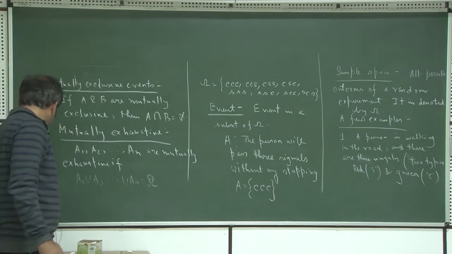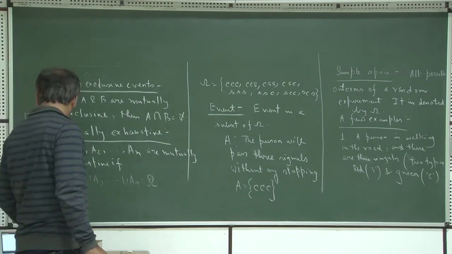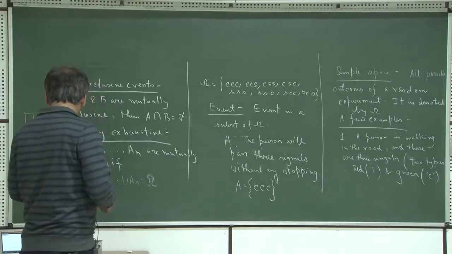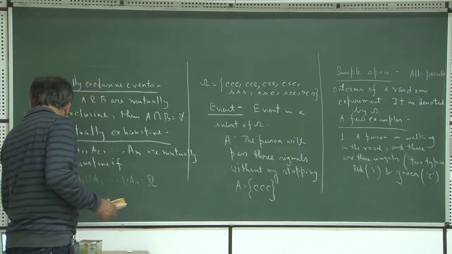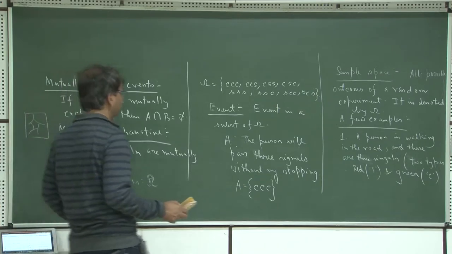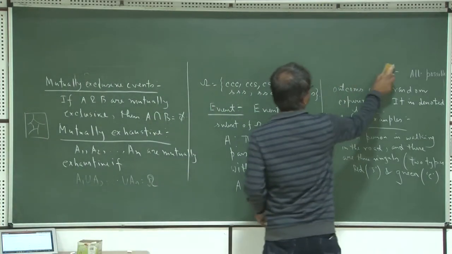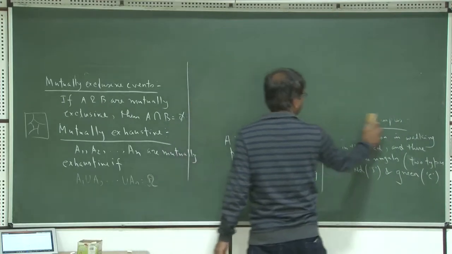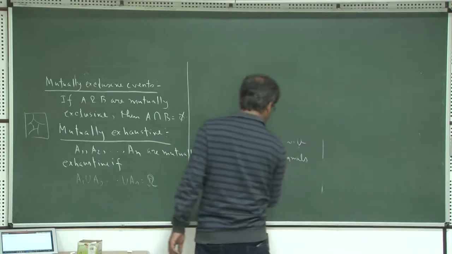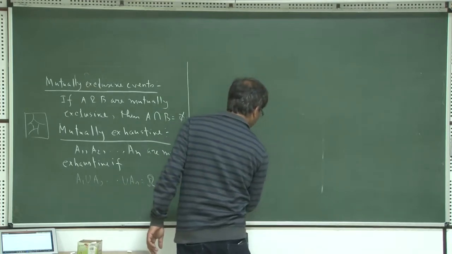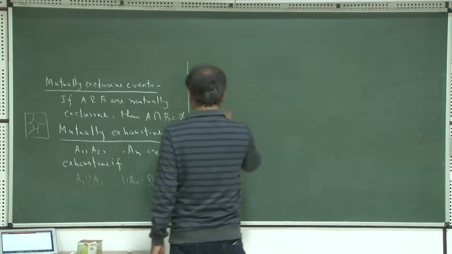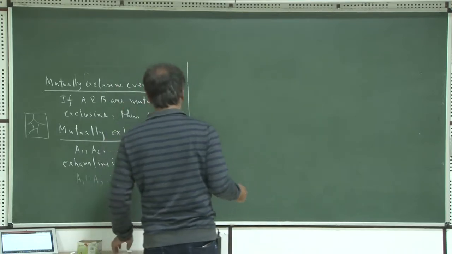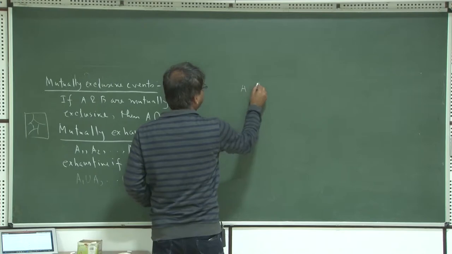I'm just writing a few set theoretic laws to understand; essentially I'll move to the probability results very soon. So something I want to write. Now these are the definitions, concepts. A few facts.